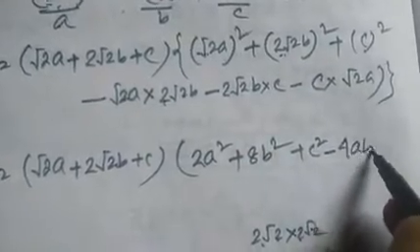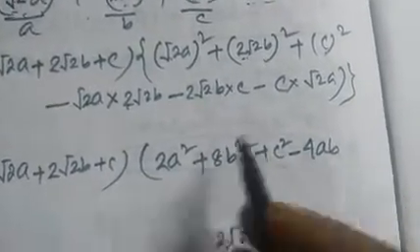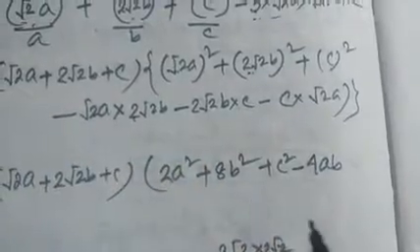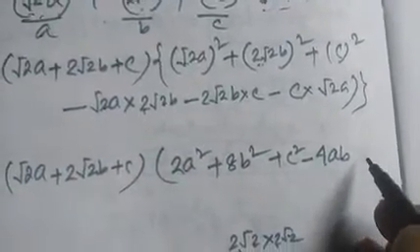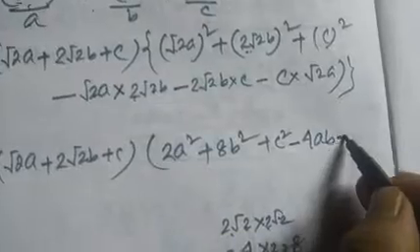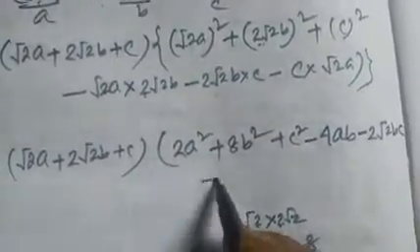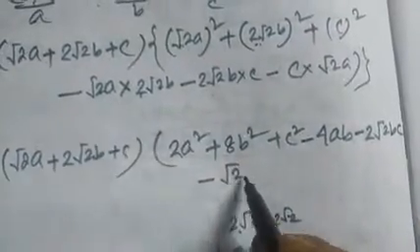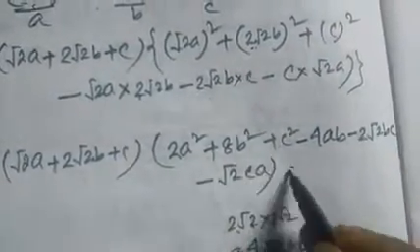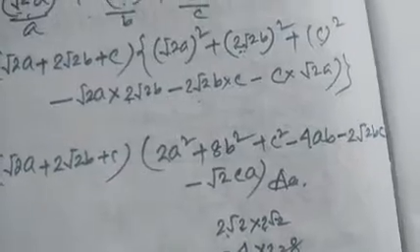If you have any problem regarding the splitting of the third number, you can ask me later, no problem. I will discuss this third number again. 2 root 2 bc and here root 2 ca. So this is the application of the formula.